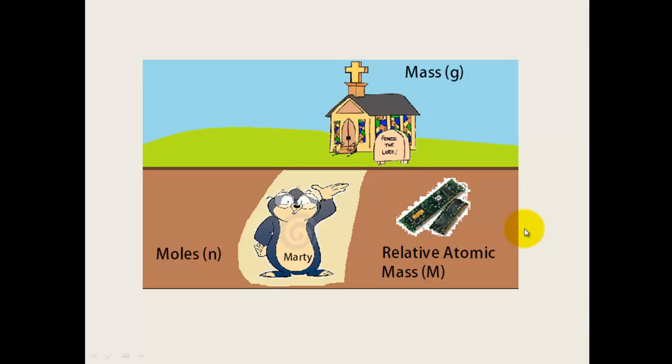Okay, thanks very much to Will for this great diagram on how to remember it. Moles live under the ground. Above is a church, which is your mass, and your relative atomic mass here, RAM, stands for RAM, so there's some computer chips that have been buried under the ground as well. I like it. Thanks, Will.